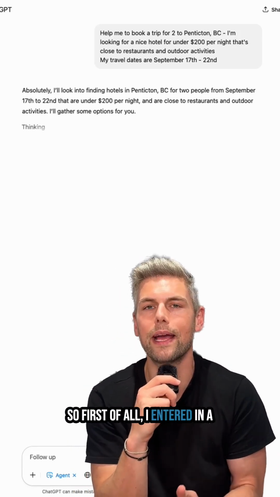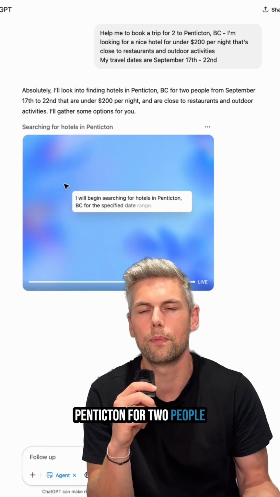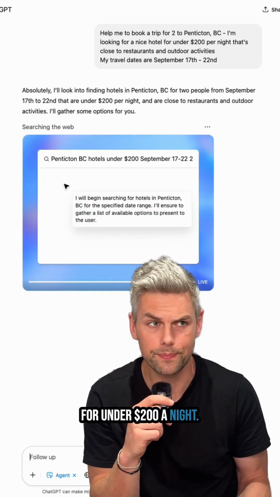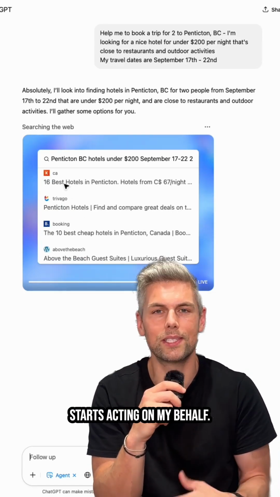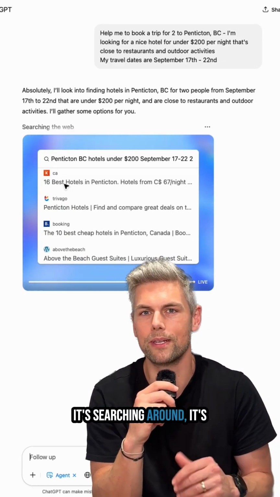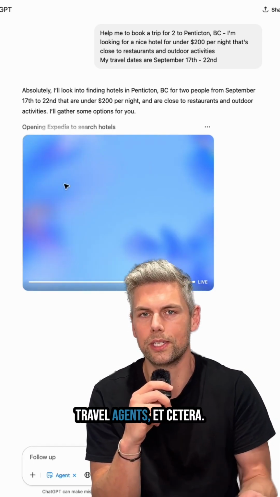So first of all, I entered in a pretty generic term, right? I want to book a hotel in Penticton for 2 people for under $200 a night. And this is the interesting part, right? So what it does is it opens up a browser window and it starts acting on my behalf. It's searching around, it's trying to find information, it's clicking onto Google, online travel agents, etc.